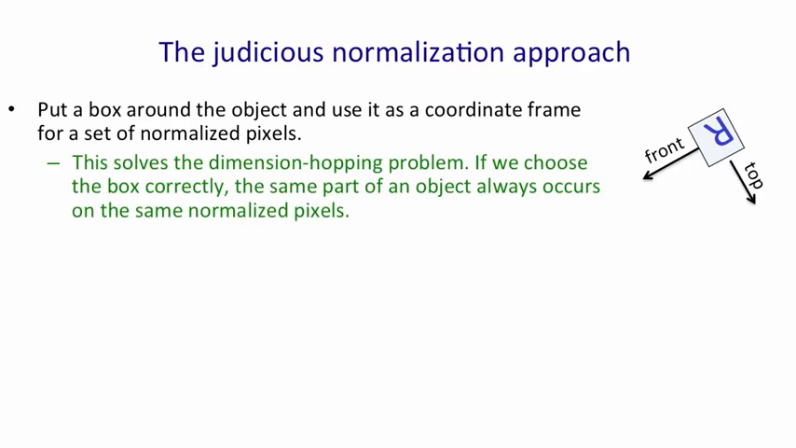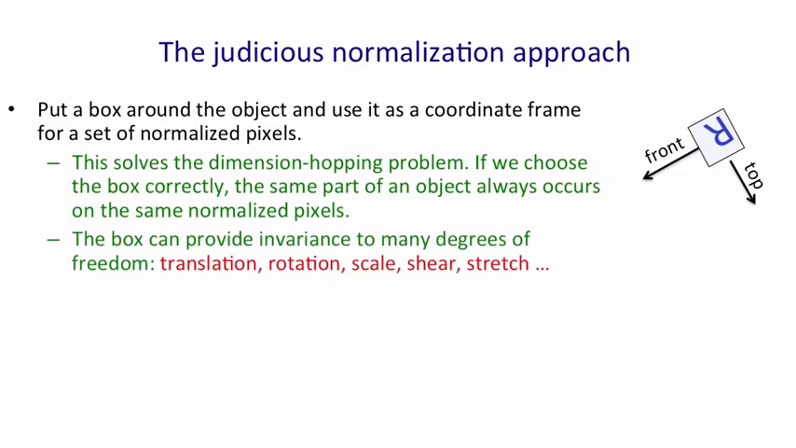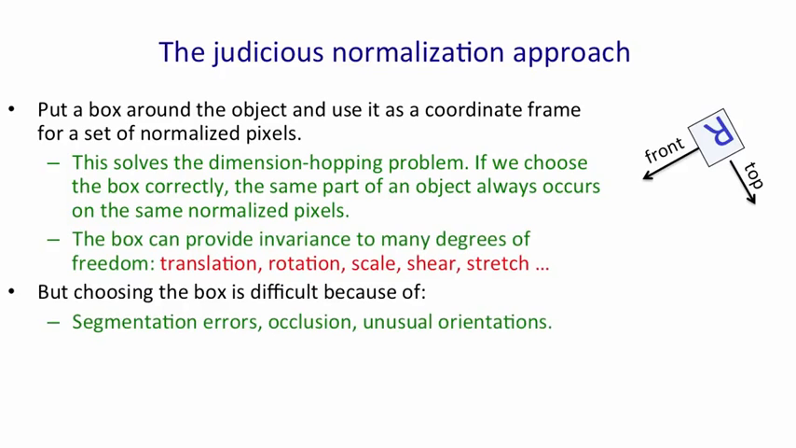Putting a box around a rigid shape solves the dimension hopping problem. It gets rid of the effect of changes in viewpoint. If we choose the box correctly, the same part of an object would always occur on the same normalized pixels. It doesn't have to be a rectangular box. We can provide invariance to not only translation and rotation and scale, but also things like shear and stretch. Unfortunately, choosing the box is difficult. It's difficult because we might have segmentation errors, we might have occlusion, so you can't just shrink a box around things. We might have unusual orientations.